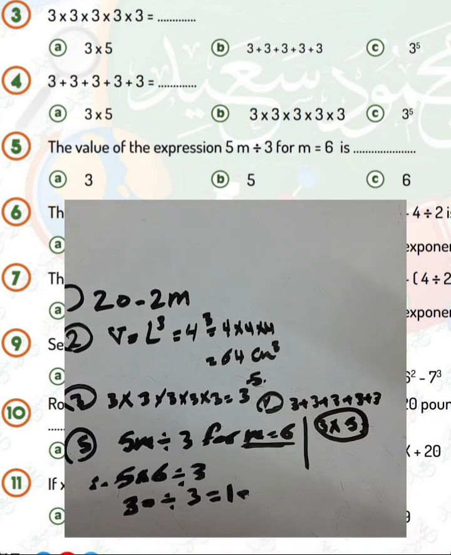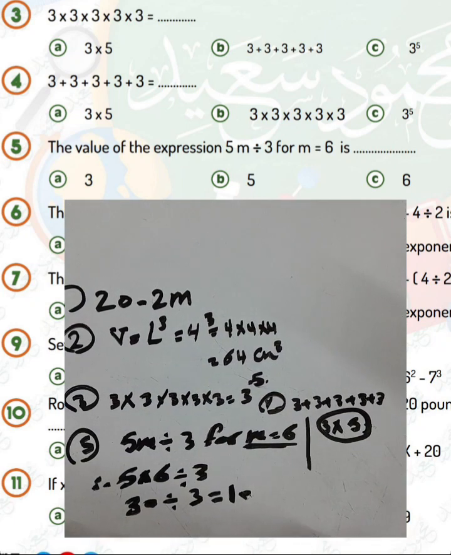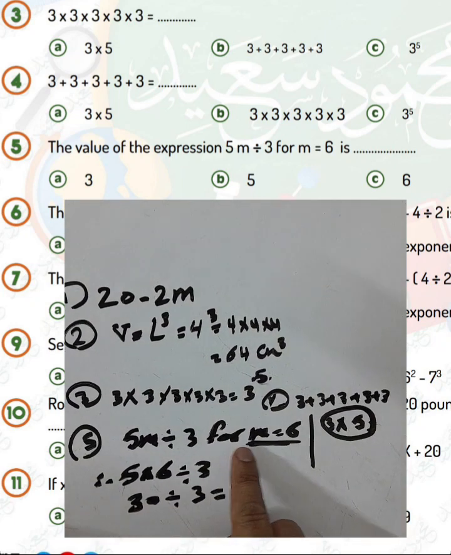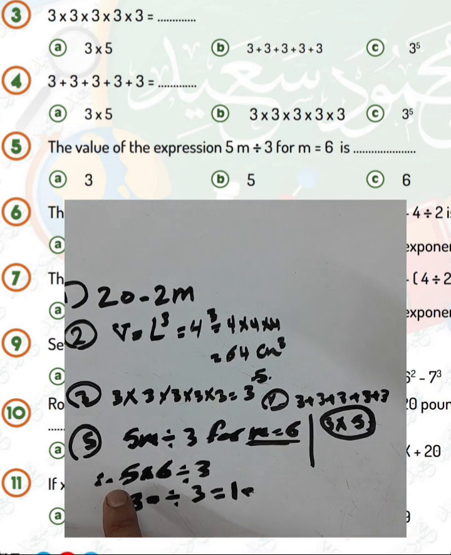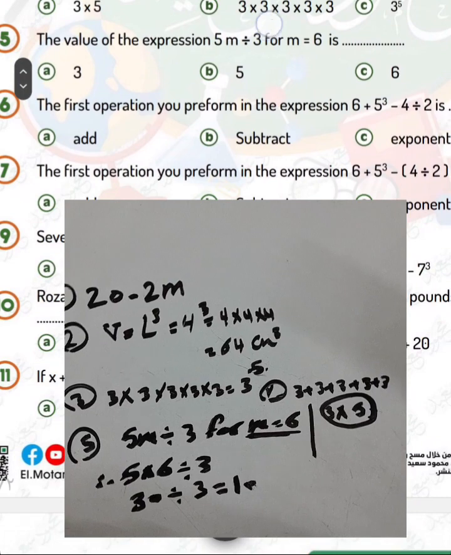Okay, 3 power 5. And question number 5, the value of the expression 5m divided by 3 for m equals 6, but m equals 6, 5 by 6, 30 divided by 3 equals 10. Question number 6.